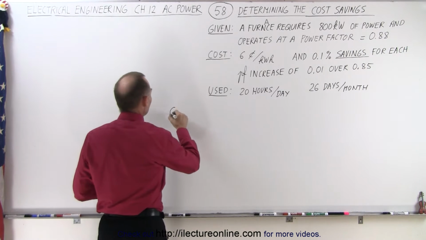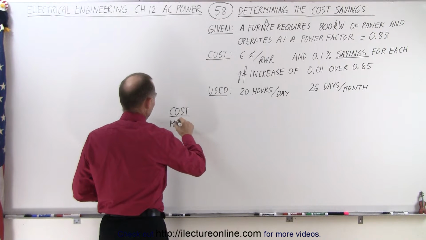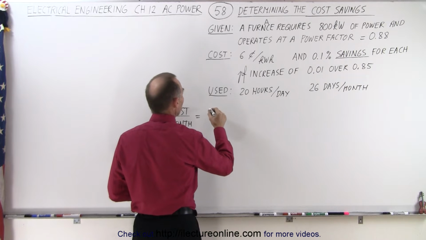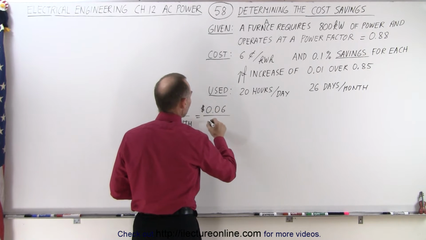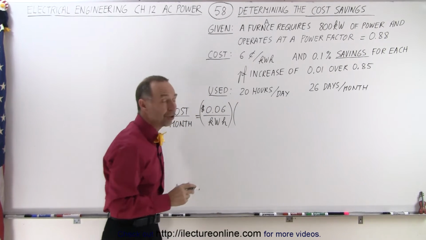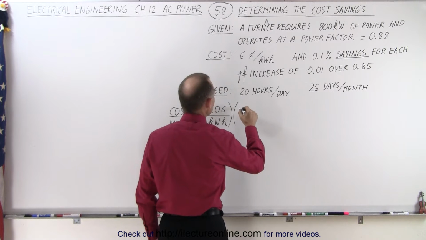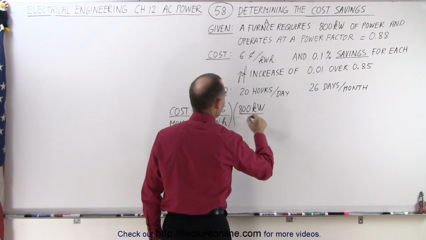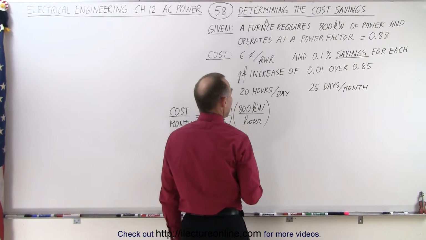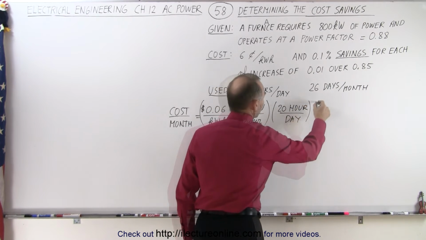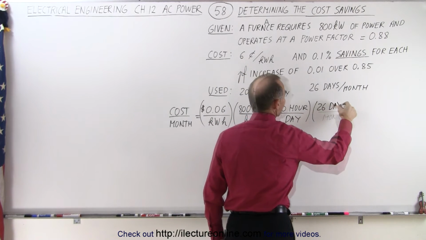So we can say that the cost per month is going to be equal to the dollars per kilowatt hour. So let's see, that would be $0.06 per kilowatt hour. And then we're going to multiply that times the number of kilowatts we use per hour. So that would be 800 kilowatts per hour. And then we're going to multiply that times 20 hours per day. And then we're going to multiply that times 26 days per month.